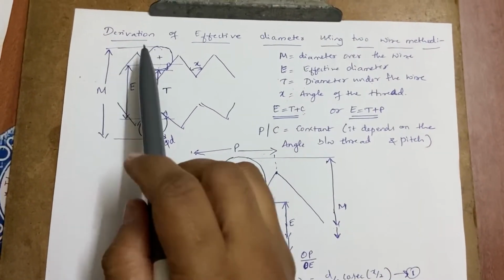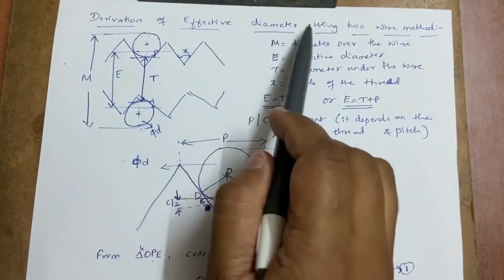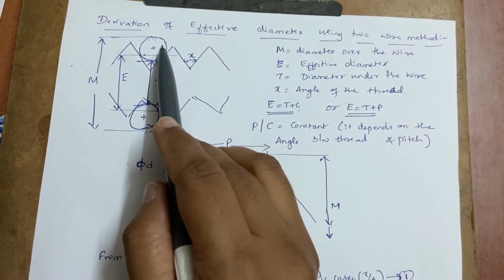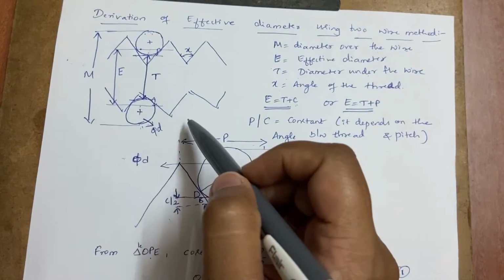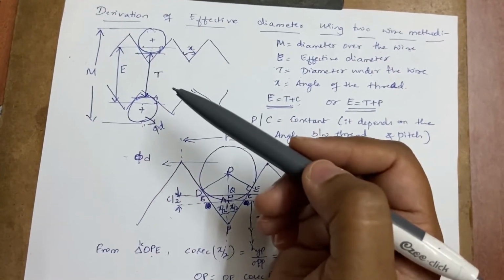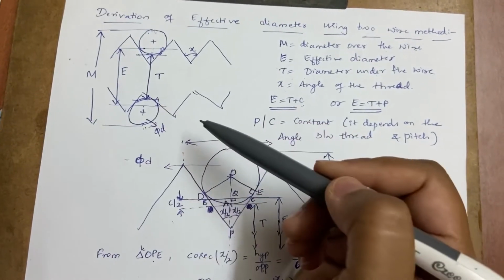Okay, today we are going to discuss the derivation of effective diameter using the two-wire method. In the previous video we have seen how to use a floating carriage micrometer to measure the effective diameter, major diameter, and minor diameter using the two-wire method.